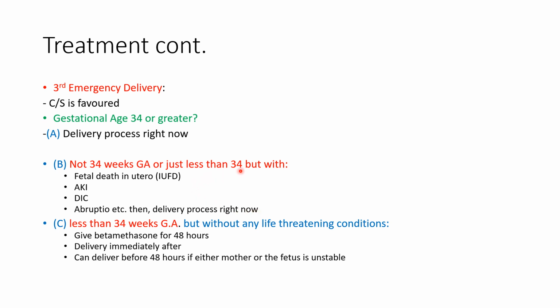Though not up to 34 weeks, all these unfavorable conditions will not allow us to keep that pregnancy any day further. If it's less than 34 weeks, but without any life-threatening conditions, then we should delay the delivery by giving betamethasone for 48 hours, then deliver immediately after 48 hours. We can deliver before 48 hours if either the mother or the fetus becomes unstable.